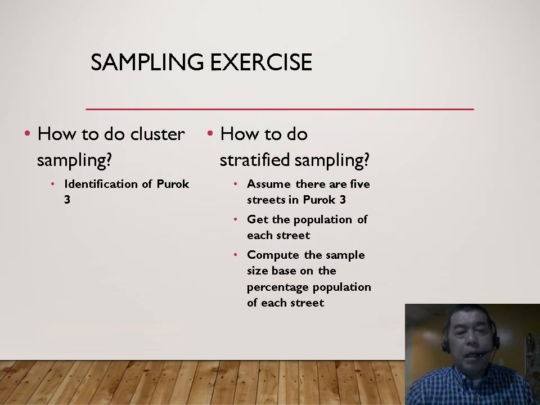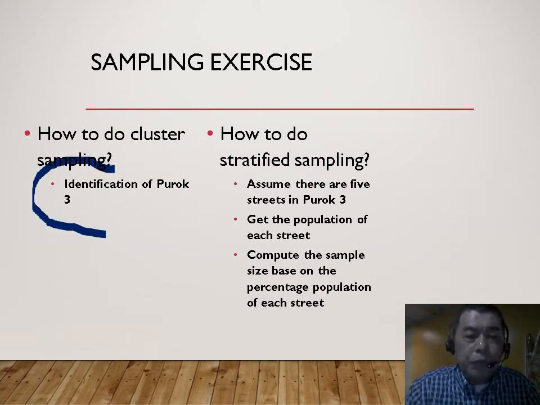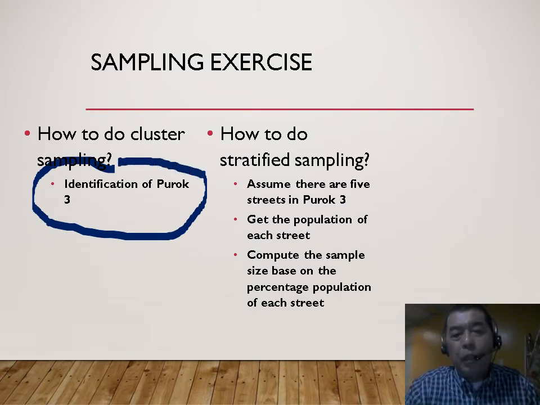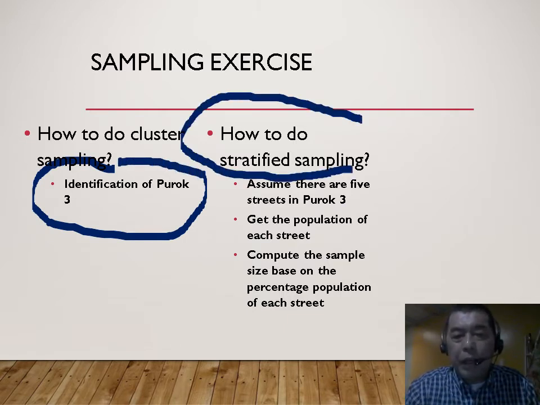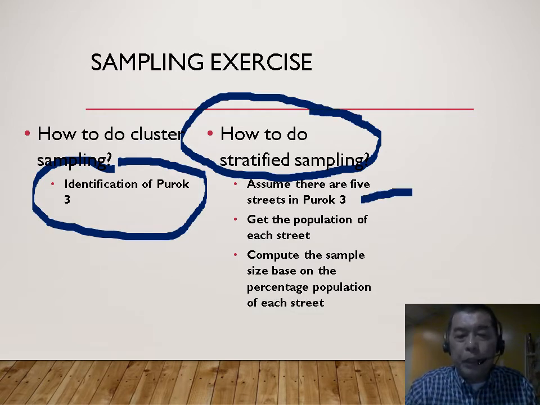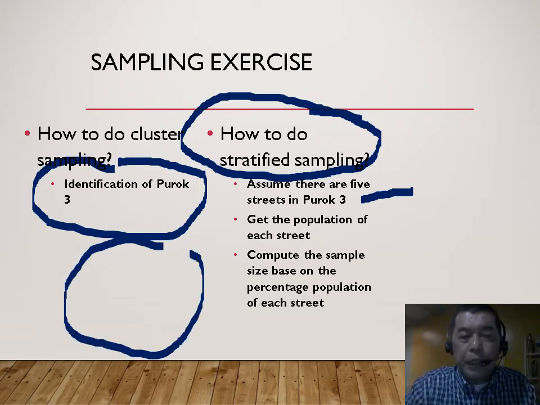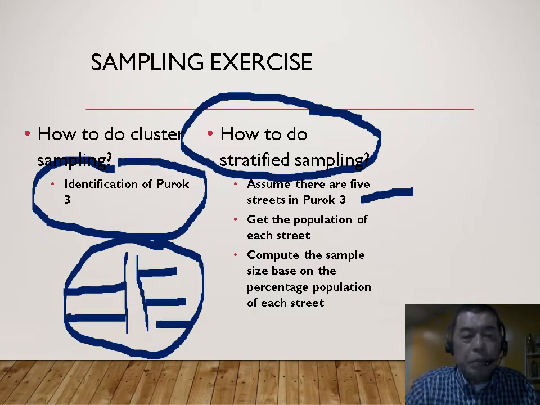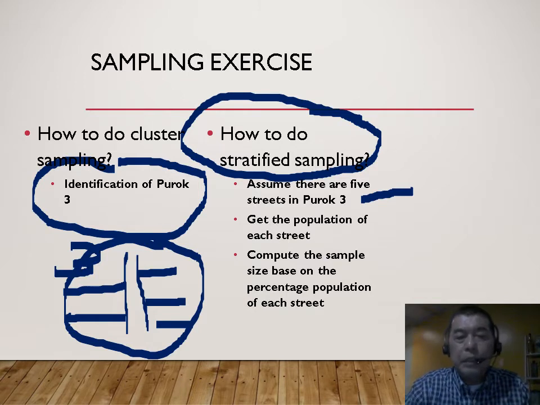Okay? Now, how do you do the clustering? The clustering is, of course, Purok number 3. And what is this? Stratified. We assume that there are 5 streets in Purok number 3. So you get the population of each of the street. For example, this is Purok number 3. Okay? This is the major thoroughfare, and there are 5 streets in that vicinity, which is Purok number 3. That is the clusters.